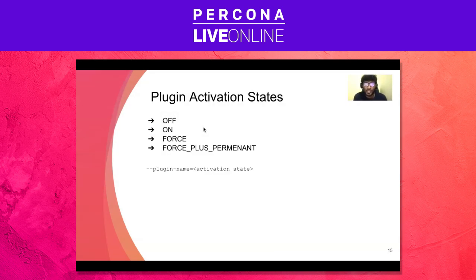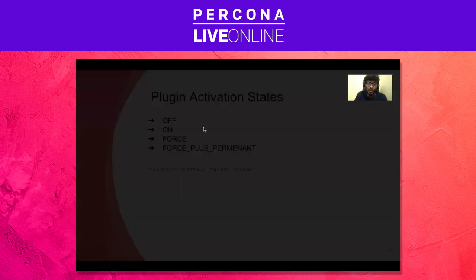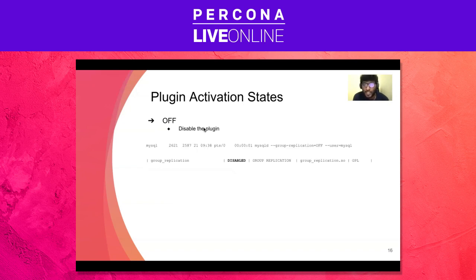And yeah, the next topic is plugin activation states. In total, you have four plugin activation states. You need to define the activation state using the plugin name. The first one is OFF. Here the plugin name is group_replication, so I provided group_replication equal to OFF. This state will disable the plugin. So you can see that after the MySQL restart, the plugin state is disabled.